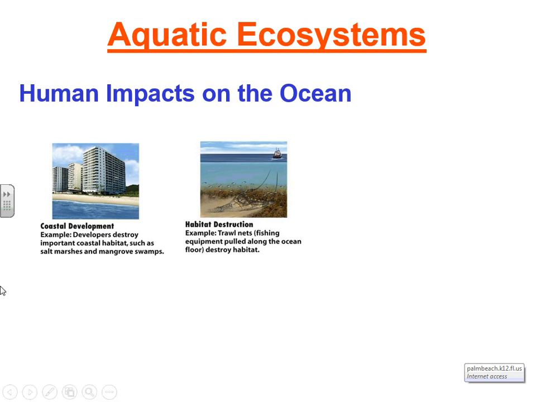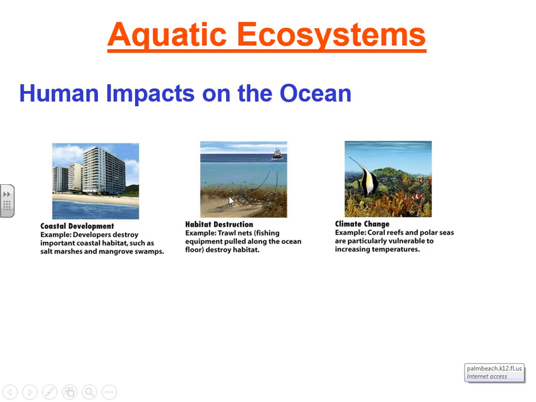You can see here it can destroy habitats such as salt marshes and mangrove swamps. Habitat destruction, so we're going to talk about different types of nets later on in the year, but this is showing you a trawl net, and so this boat here is trying to catch benthos or bottom-dwelling organisms, and it's basically dragging this net on the bottom of the ocean, which is ripping up the bottom of the ocean.